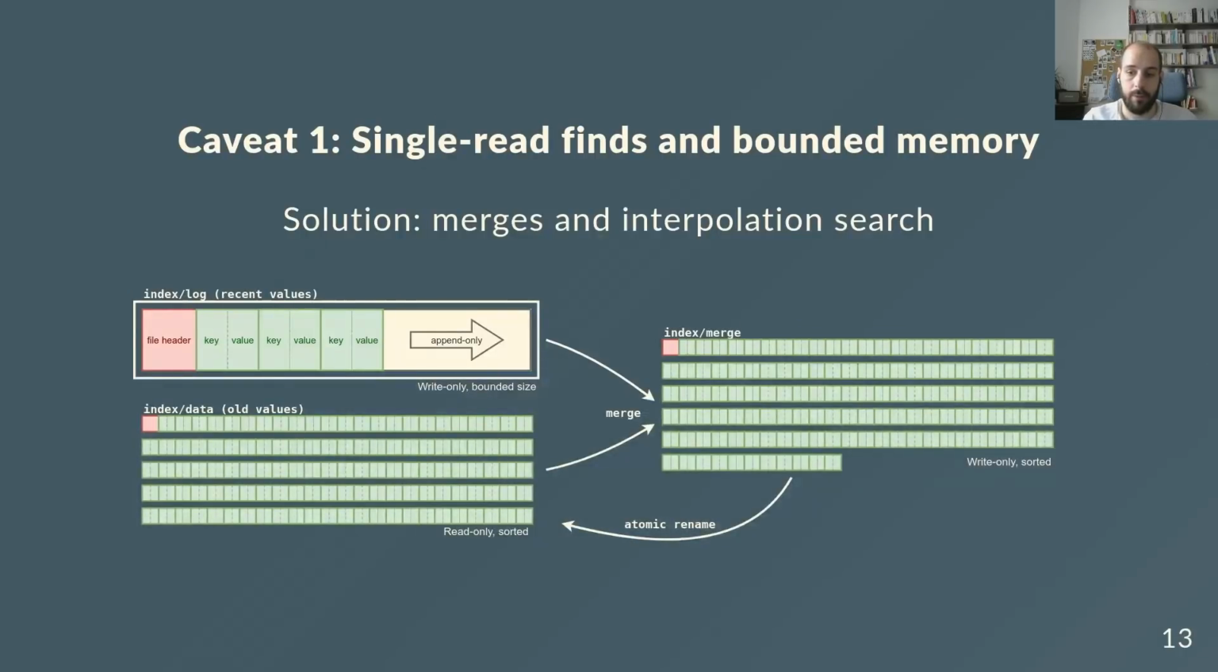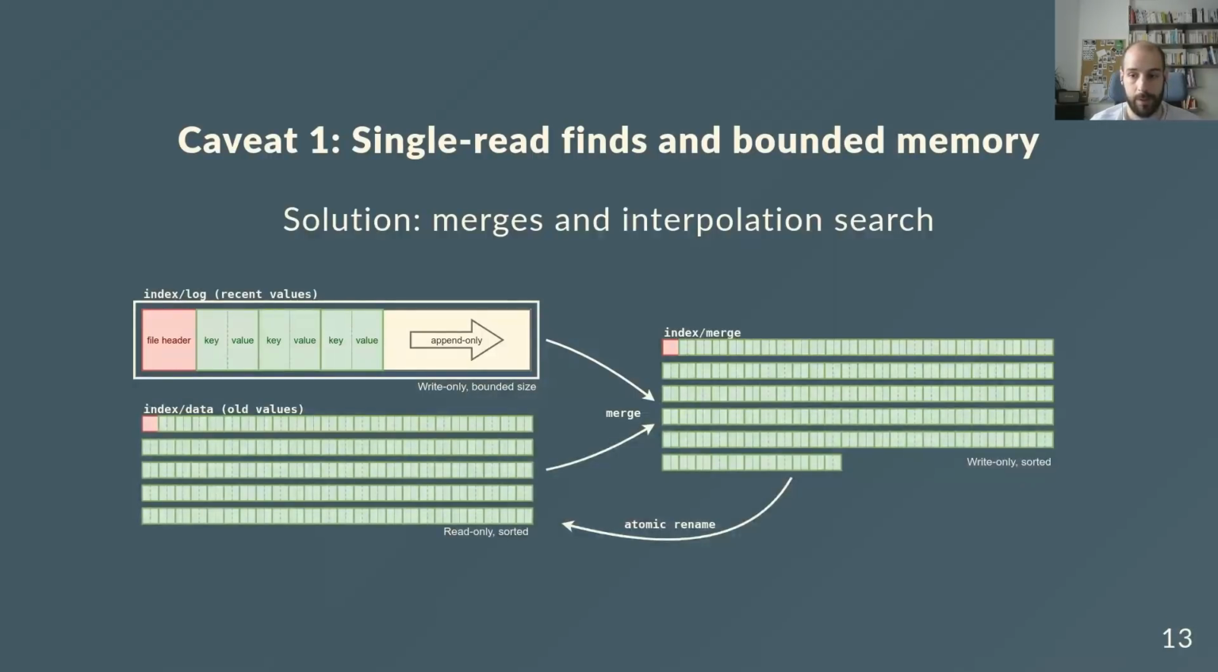Each time the log gets full, we merge the log file with the older data file and provide a new data file. As you can guess, this operation is costly, so it all happens in the background. So we can use a simple atomic rename to ensure concurrent access.